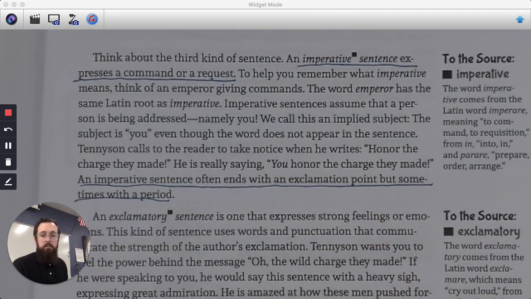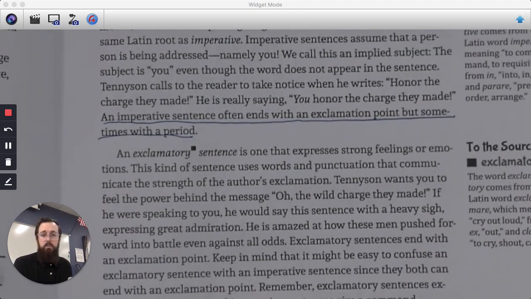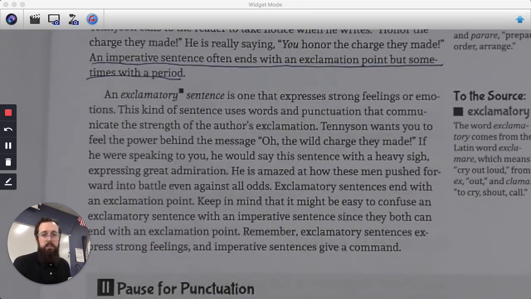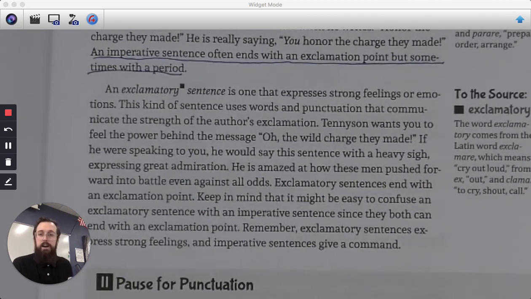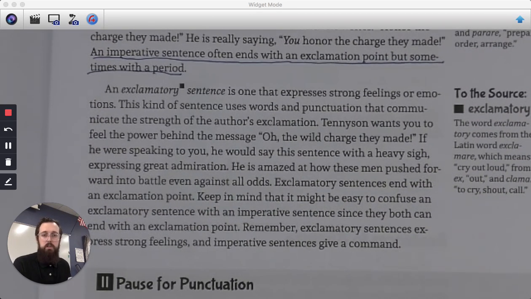An exclamatory sentence is one that expresses strong feelings or emotions. This kind of sentence uses words and punctuation that communicate the strength of the author's exclamation. Tennyson wants you to feel the power behind the message. "Oh, the wild charge they made!"